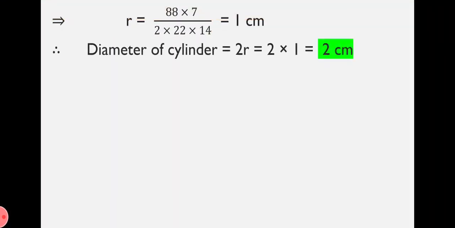Therefore, the diameter of the cylinder is equal to 2 times the radius. This we have already learned at a lower level also, that diameter is nothing but twice the radius. Inserting the value of the radius, we get 2 into 1, because above you can see that the radius we have found is 1 centimeter. Therefore, 2 into 1, so the diameter will be equal to 2 centimeter.